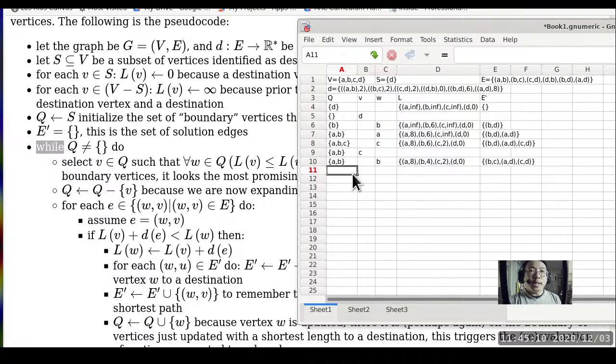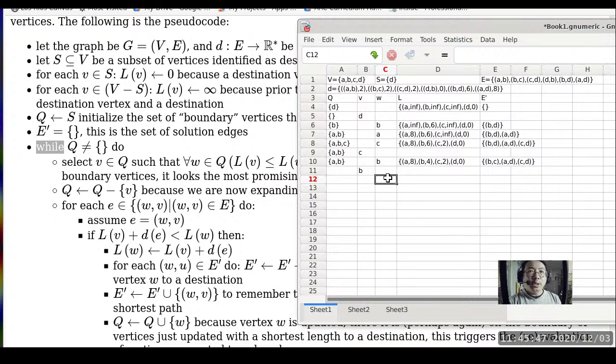The while loop is asking the same question as last time. Is the set Q empty? The answer is nope, it is not. So of the two elements left in Q, we look at A and B, and we want to know which one has the least L value. A has an L value of 8 at this point, and B has an L value of 4 at this point. So B is the one that has the smallest L value, so we select B to be our V, and then we ask, okay, give me all the incoming edges of B.